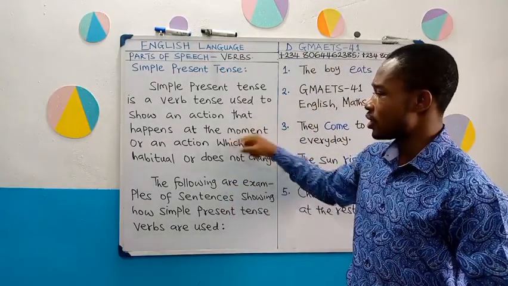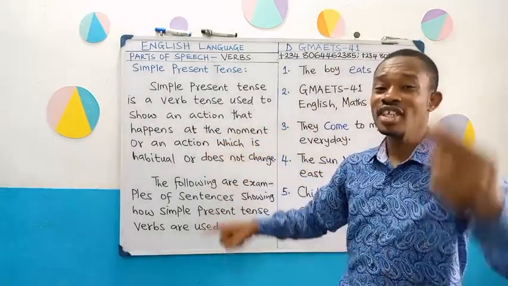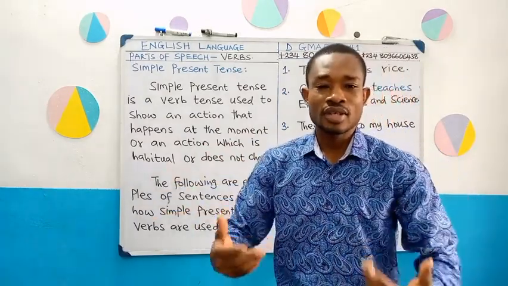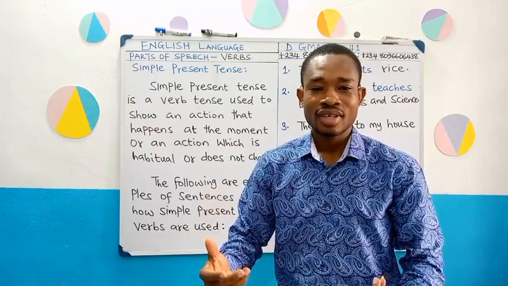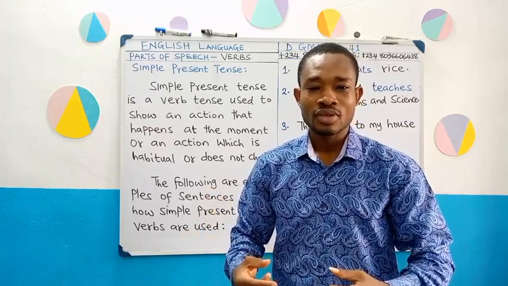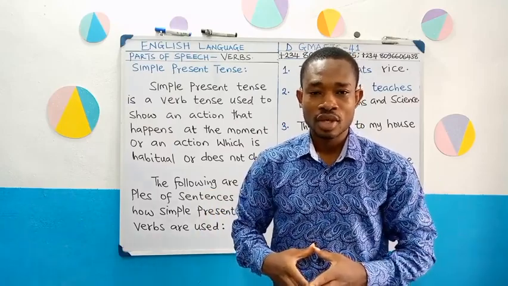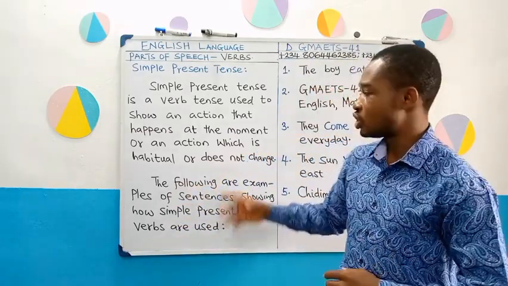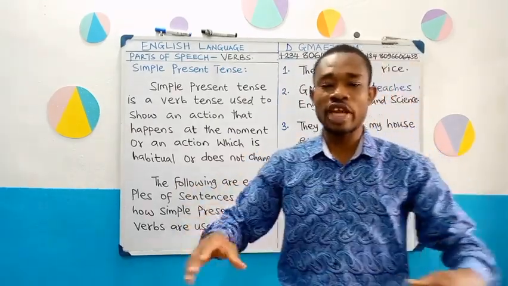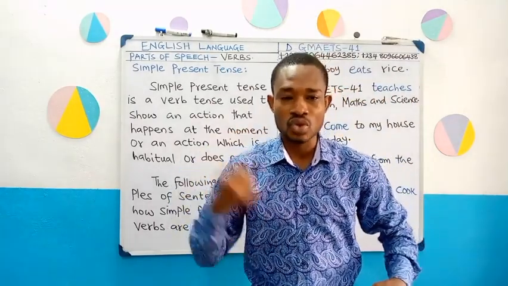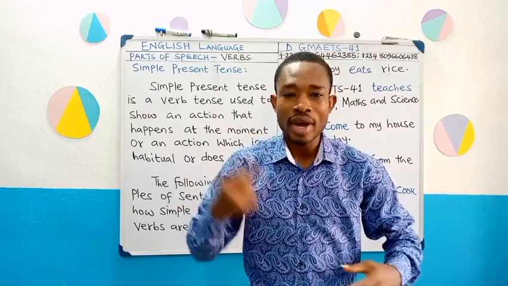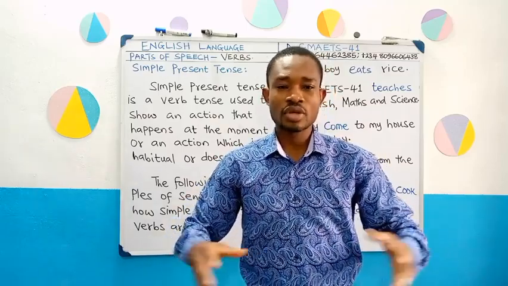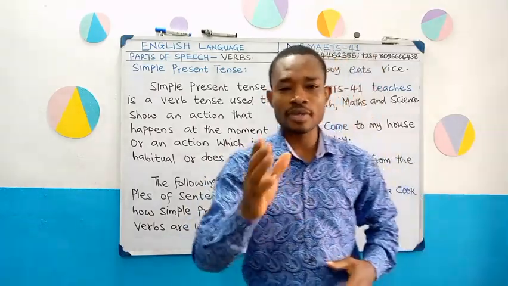You can also use simple present tense to show action which is habitual. Habitual means habit, something that is your habit, something you like doing always. You can use simple present tense to also show such action. And then the third way in which we can use simple present tense is to show an action that does not change, something that happens always, regularly, and it will never change. So you can use simple present tense to describe such action.